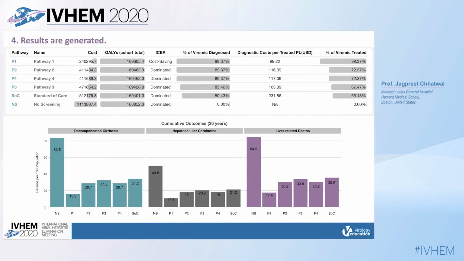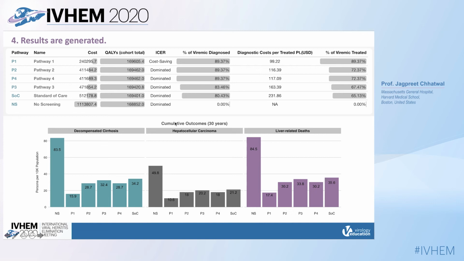After selecting the pathways, the results can tell us the total cost that includes the cost of testing, the treatment, and sequelae if Hep C is not treated for each pathway. We can look at the quality adjusted life years for a given pathway, the incremental cost effectiveness ratio, which tells us if the testing pathway is cost effective or cost saving, the percentage of viremic patients diagnosed, the diagnostic cost per patient treated, and how many patients were treated eventually.